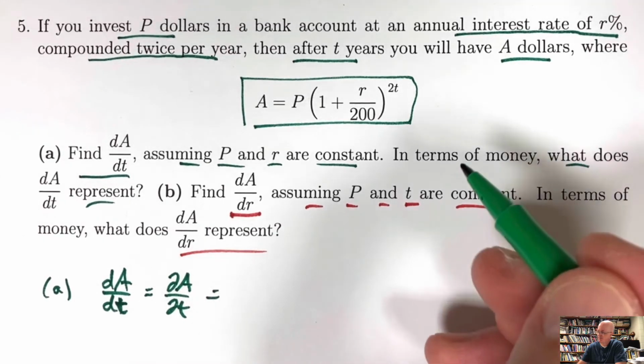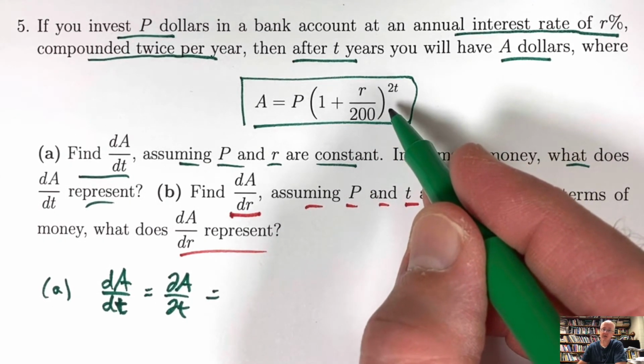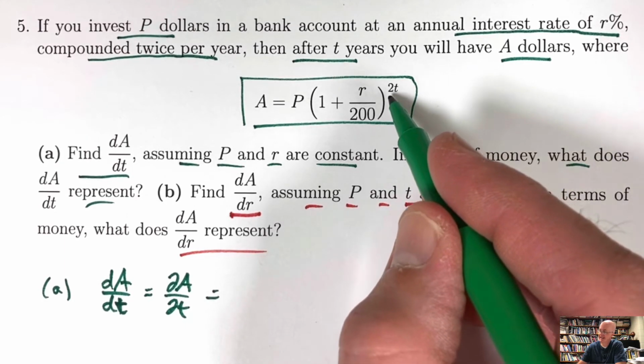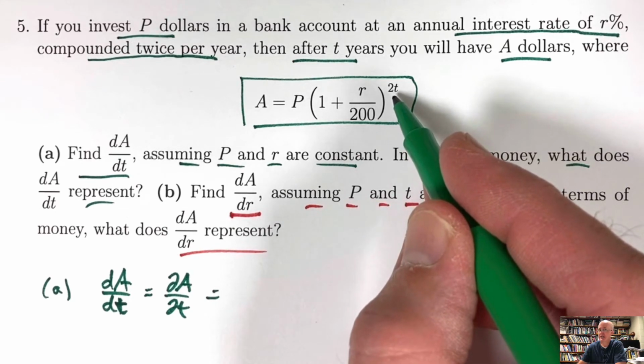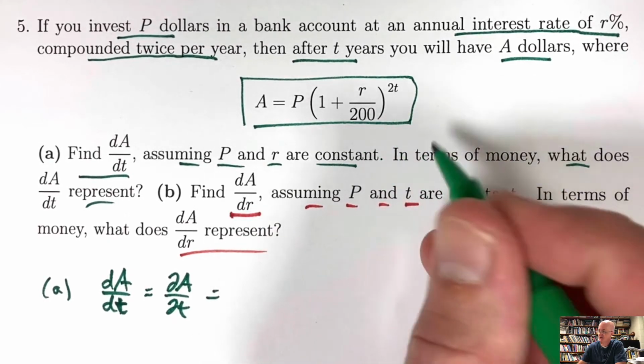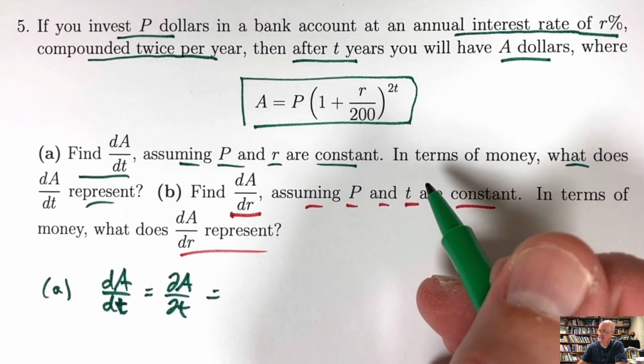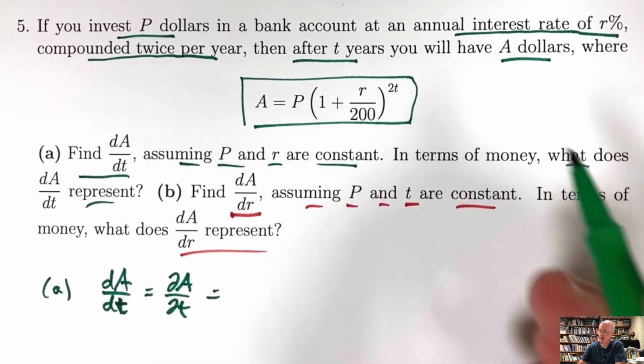If I treat P and R as constant and T as the variable, this becomes an exponential function of T. I need to know about derivatives of exponential functions. I also need the chain rule because the inside function there is 2t instead of just a plain t. The base is not e. This is not a continuous interest rate here. It's an annual effective interest rate, you might call it. Actually, it's nominal since it's compounded twice per year.